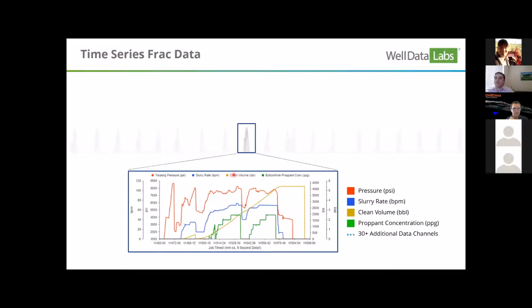So if you're not familiar with time series frag data, this is how it looks. You have here in red the pressure, you have here the slurry rate, the clean volume, and the proppant concentration in green. And this is a stage, and as you can see here in the back, this is your whole well. So for every well, you have multiple stages, and here's how they look. You can also have 30 plus additional data channels from multiple sensors in the field.